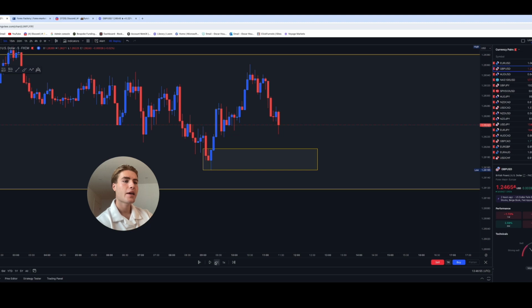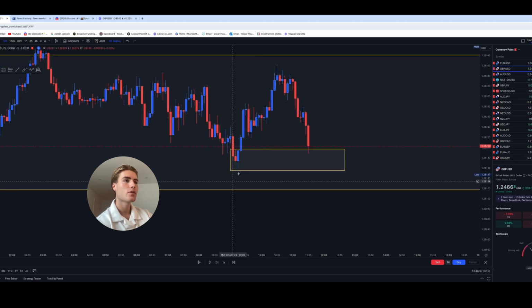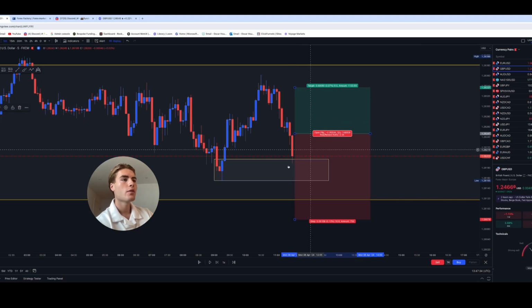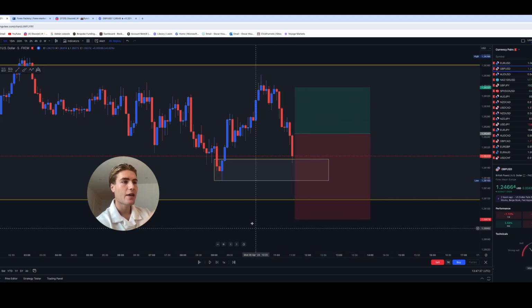anyway, the market on the 5 minute has come down, tapped into my little demand zone. All the other confluences we've got on the daily in the area of interest, the 4 hours being bullish, tapped into that demand zone. Now we're going to be looking for a bullish engulfing candle pattern.